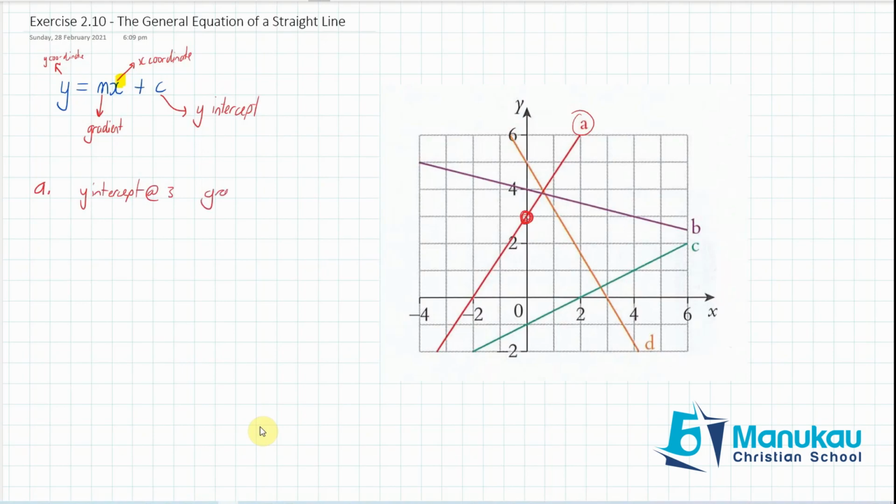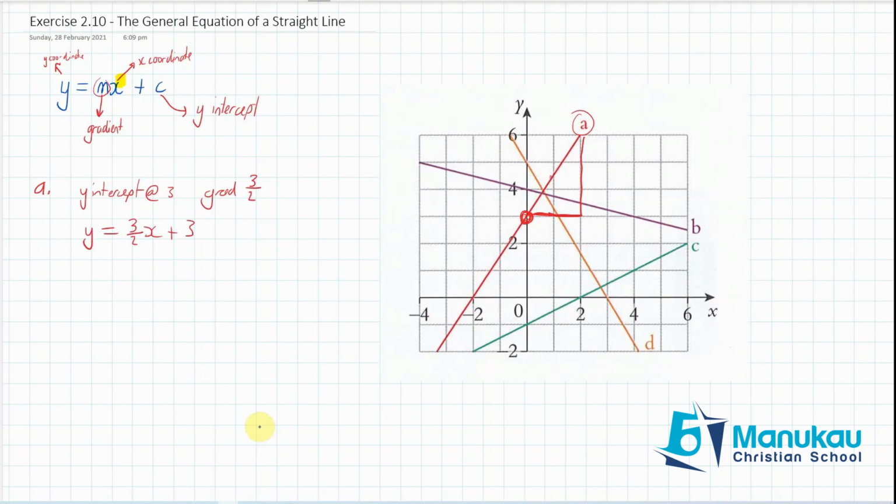And the gradient, let's have a look at the gradient. Every time we go across 1, oh, that's not very good because it's sort of halfway. Let's go across 2. So every time we go across 2, we go up 3. So the gradient must be change in y, 3, over change in x, 2. So we'd write this as y equals 3 over 2, that's our gradient, that's the m part, 3 over 2 x plus 3. The 3 is our y-intercept.